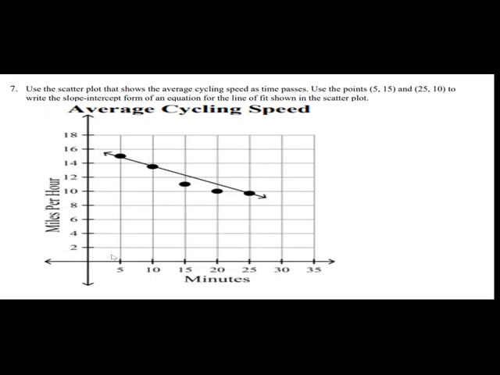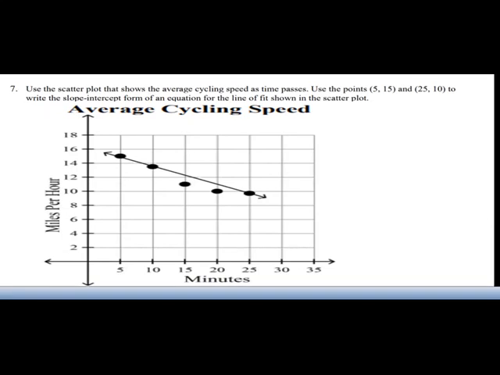Reference points that they give us are (5, 15), (10, 13.5) it looks like, then (15, 11), (20, 10), and (25, 10). And then they draw a line going through the first point, which is (5, 15), and the last point being (25, 10).